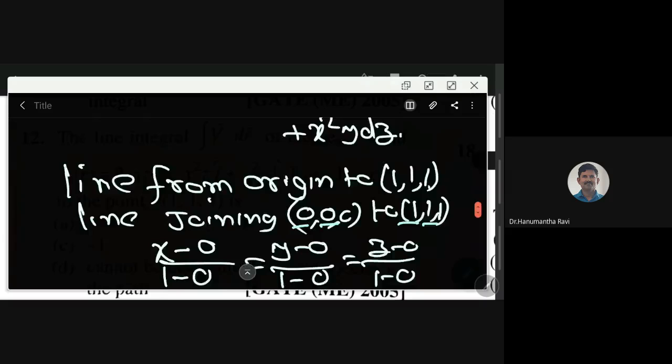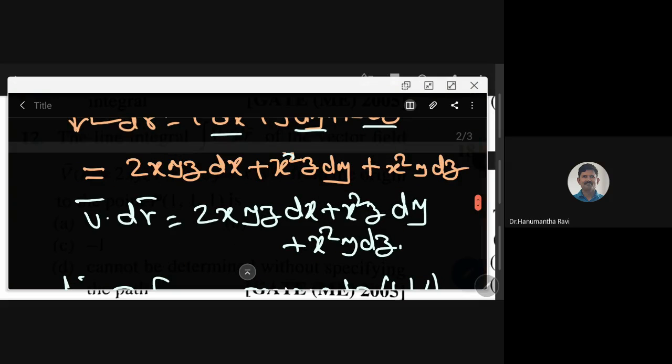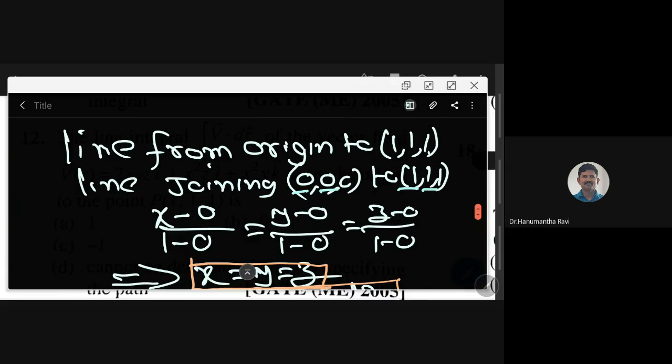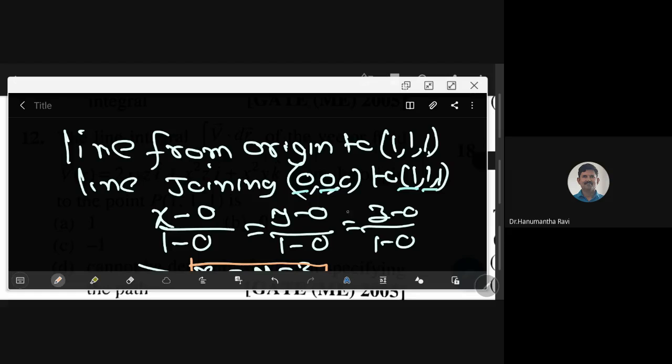Now we go to this integration part. V bar dot dr bar along the line. Where is that line? That line is this, the line segment joining the two points. That we denote by C.